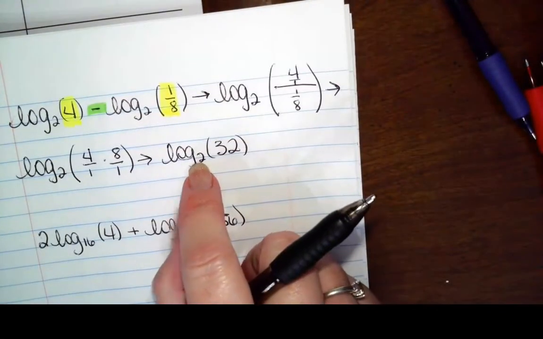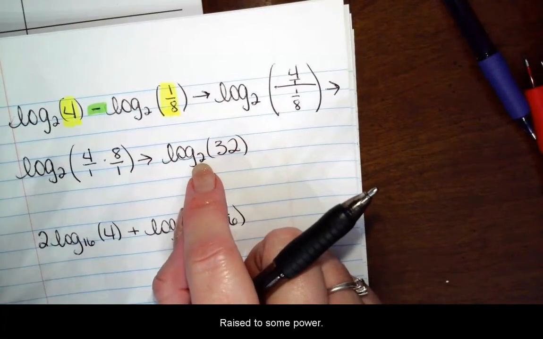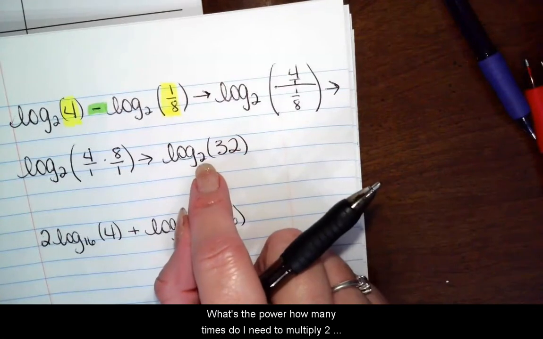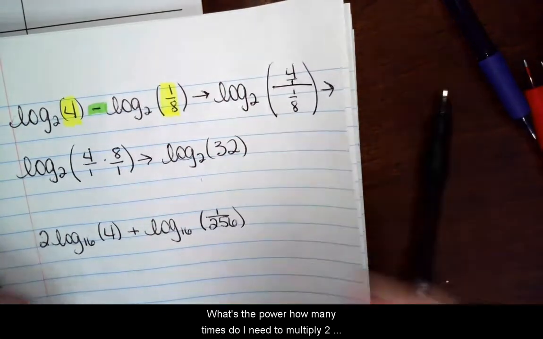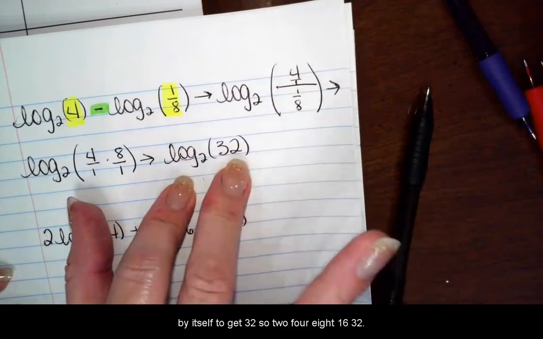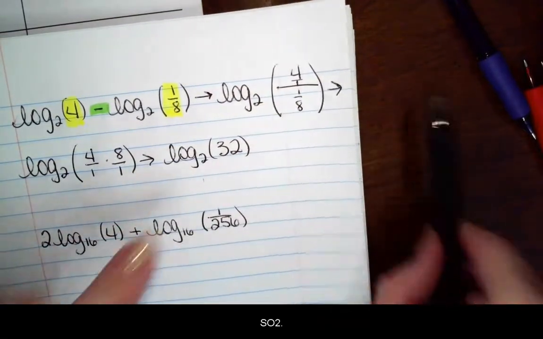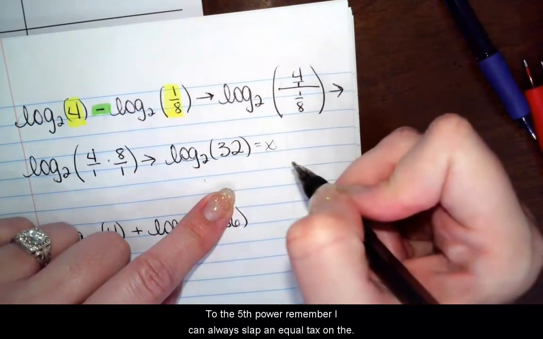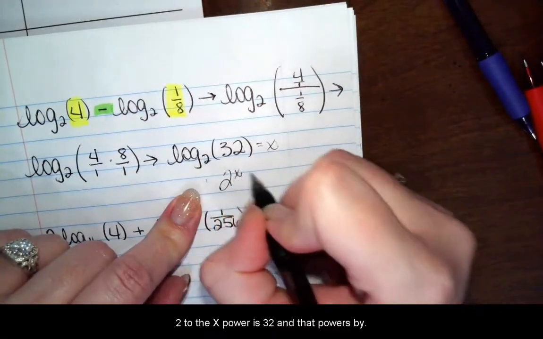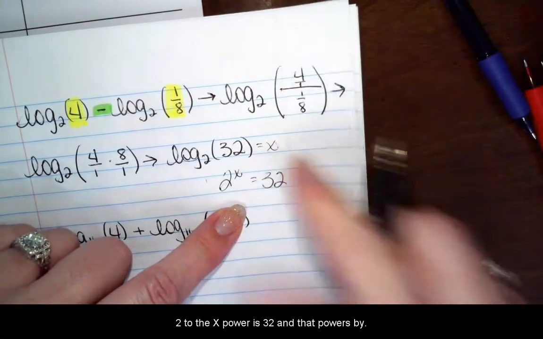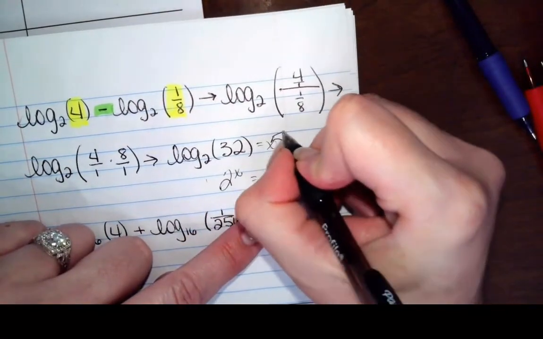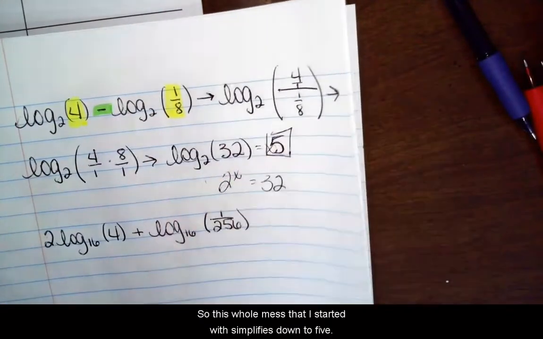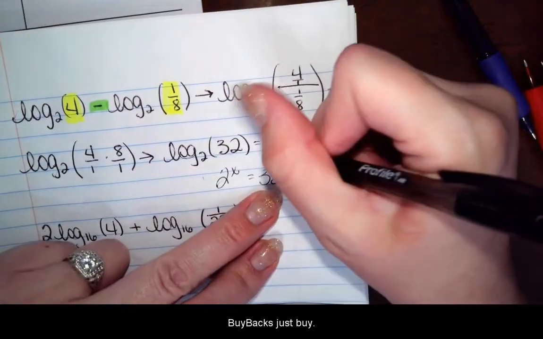So here's your question. 2 raised to some power is 32. What's the power? How many times do I need to multiply 2 by itself to get 32? So 2, 4, 8, 16, 32. So 2 to the 5th power. Remember, I can always slap an equals x on there. 2 to the x power is 32, and that power is 5. So this whole mess that I started with simplifies down to 5. Okay, not 5x, just 5.